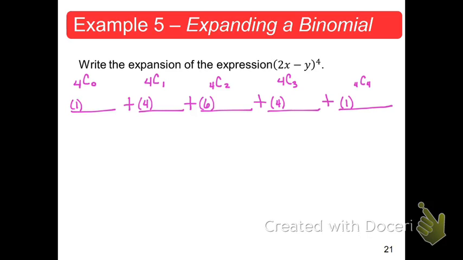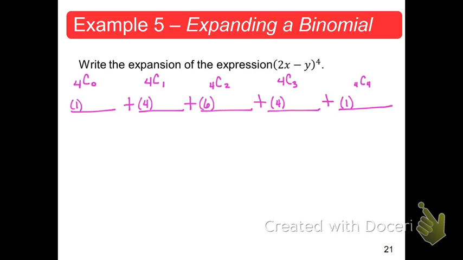I don't do NCR unless it's a big number. If I had 2x minus y to the 10th, then yes, I might go ahead and use it because I don't want to make 10 rows. Okay? But if it's a smaller one, Pascal's triangle is just as easy for me to sit down and write real quick than it is for me to sit there and type all that in my calculator. No, I don't memorize it.